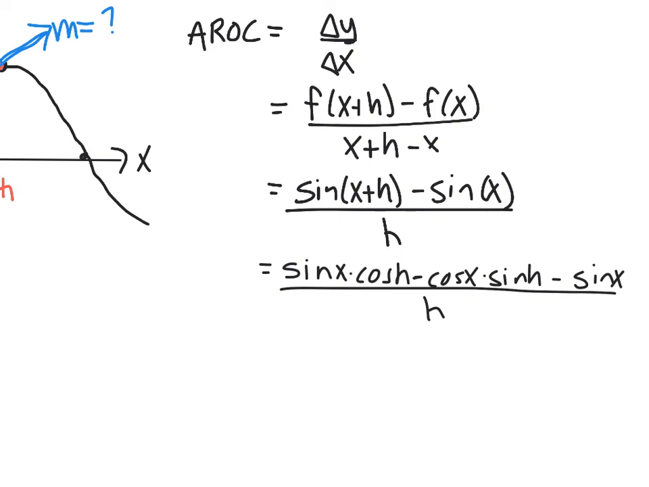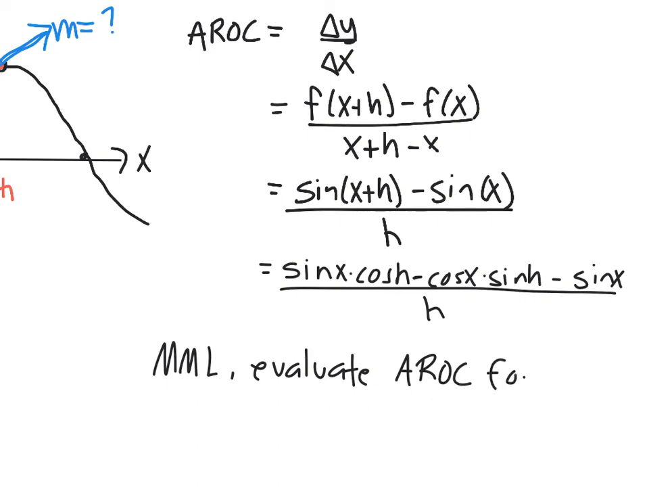You might see a problem in MyMathLab where they want you to evaluate it for a particular value of h. So a typical MyMathLab problem might be to evaluate the average rate of change for x equals pi over 3 and h equals 0.05. So all you would do is you would plug those numbers into the expression you see above.